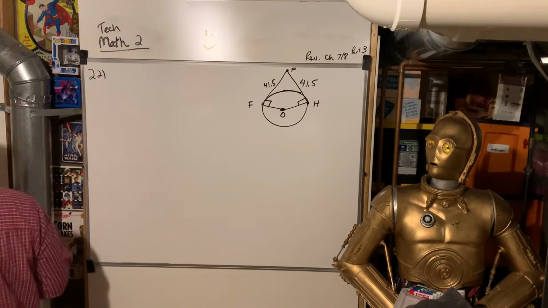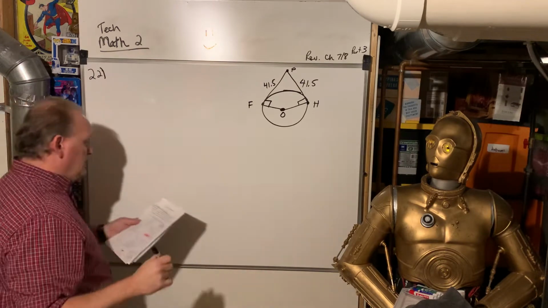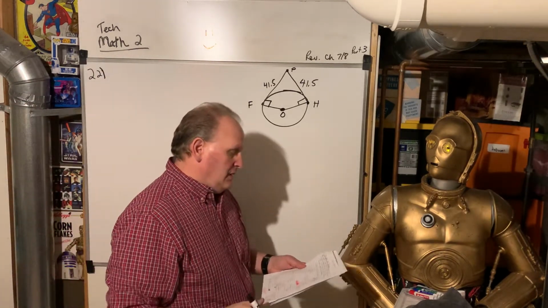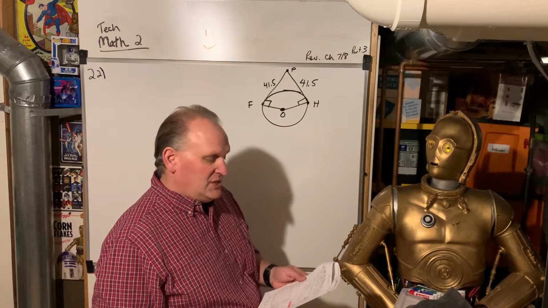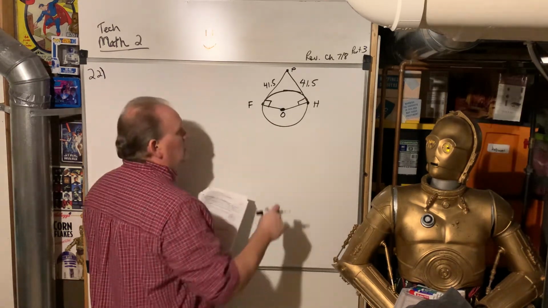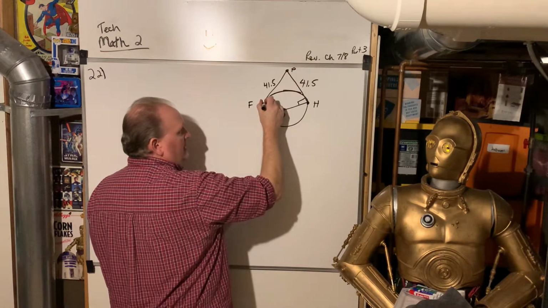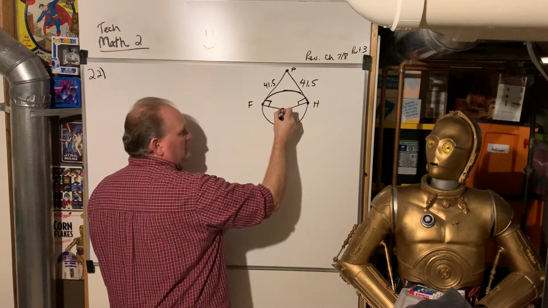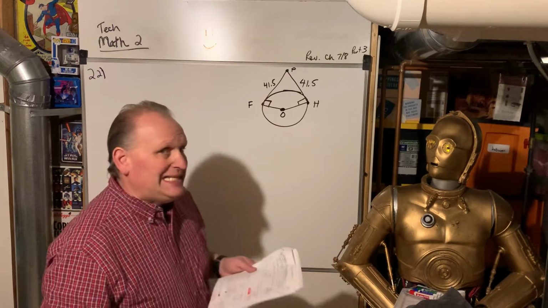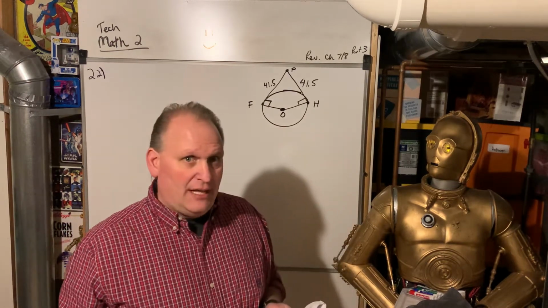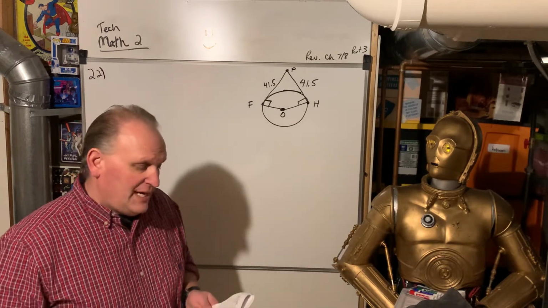So, number 22 on the review. The center is O, and P is a point outside the circle. Half tangents PF and PH are drawn. A half tangent means that where this point and this point hit the circle, it forms a 90-degree angle with the center of the circle. That's what a tangent line is: perpendicular to the radius at a specific point on the circle.